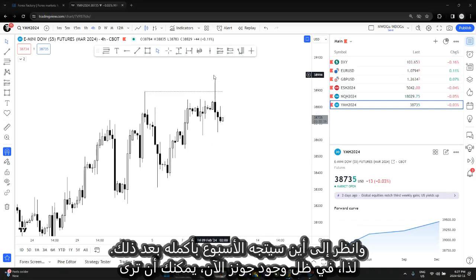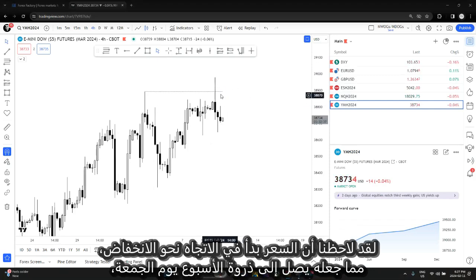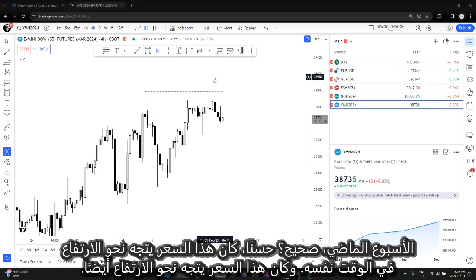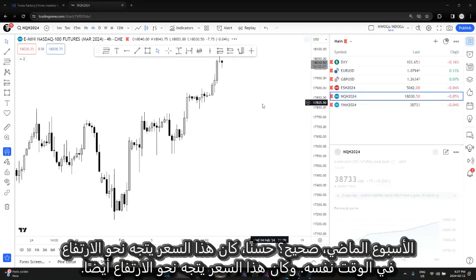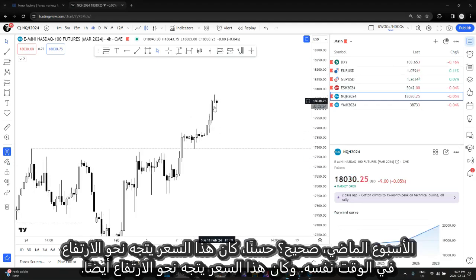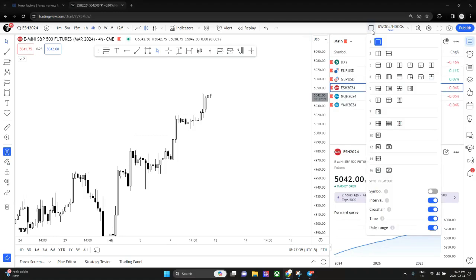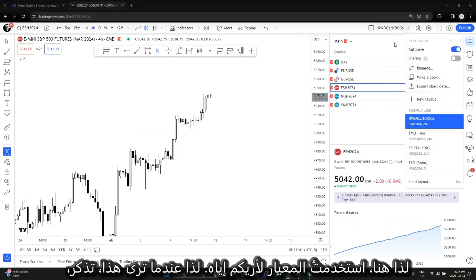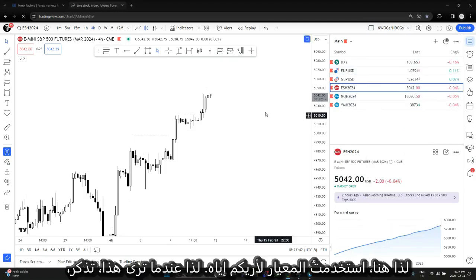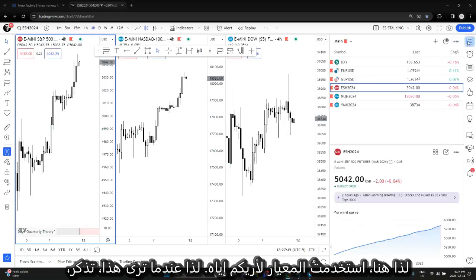So in Dow Jones right now, you can see that we have price that started to trend lower, making the high of the week on Friday last week, right? While this was trending higher at the same time. And this was trending higher as well. So right here, I use this template to show you guys.